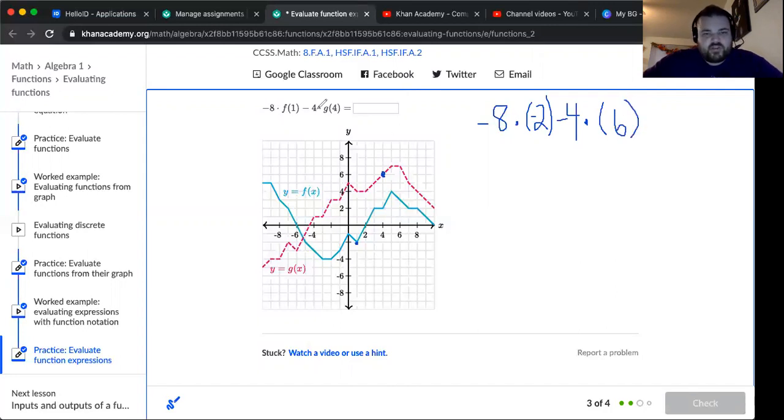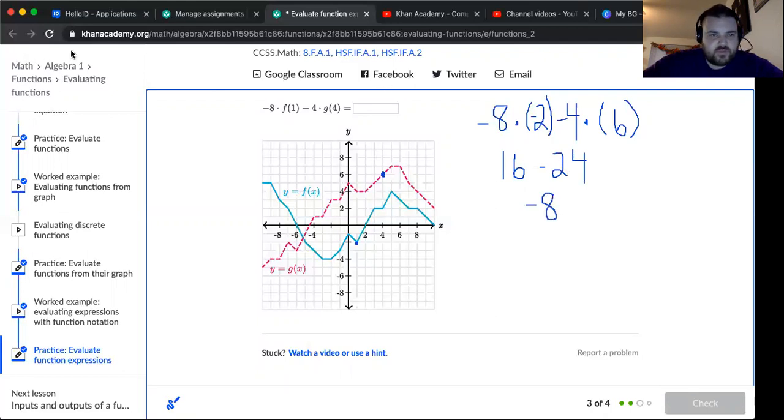We're no longer in this complicated looking expression. Now we've just got it down to numbers. Follow the order of operations. -8 times -2 is positive 16. 4 times 6 is 24. So we have 16 minus 24, which is -8.